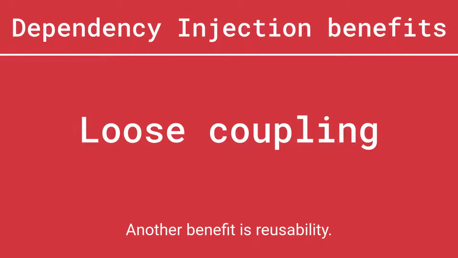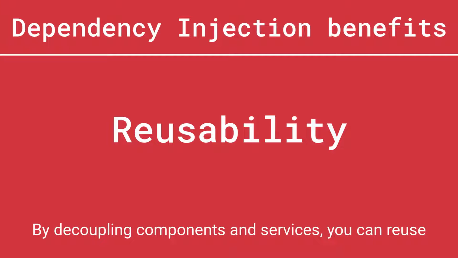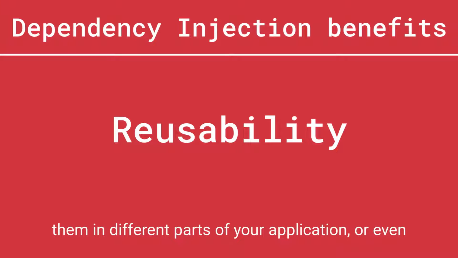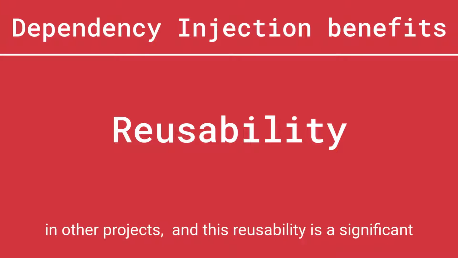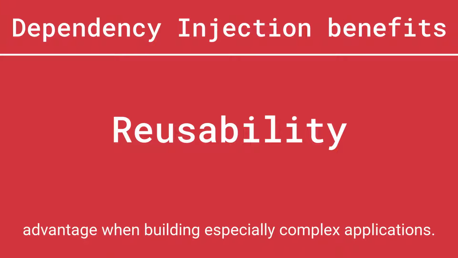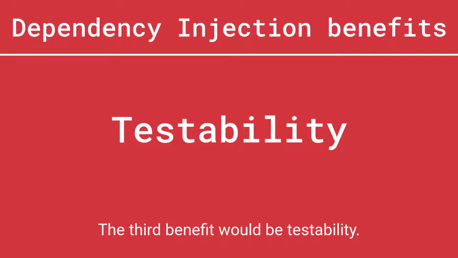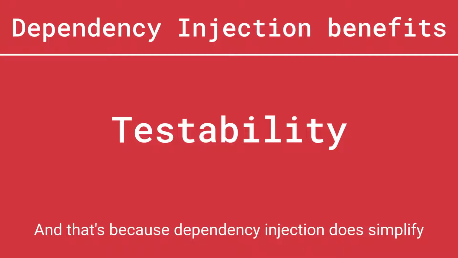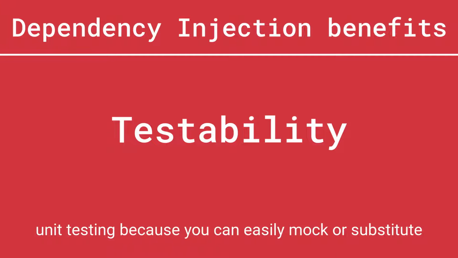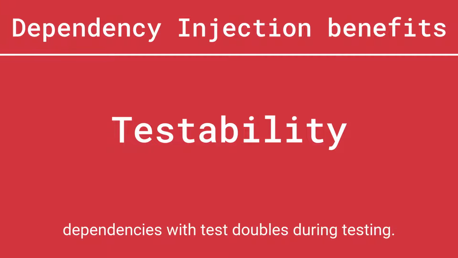Another benefit is reusability. By decoupling components and services, you can reuse them in different parts of your application or even in other projects, and this reusability is a significant advantage when building especially complex applications. The third benefit would be testability, and that's because dependency injection does simplify unit testing, because you can easily mock or substitute dependencies with test doubles during testing.